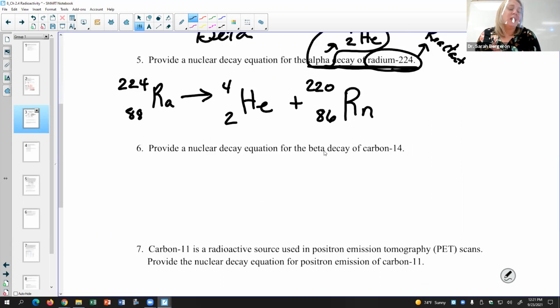Provide a nuclear decay equation for the beta decay of carbon-14. What is beta decay? What's my symbol? E. Okay. Now carbon-14, is this going to be a reactant or a product? Reactant.